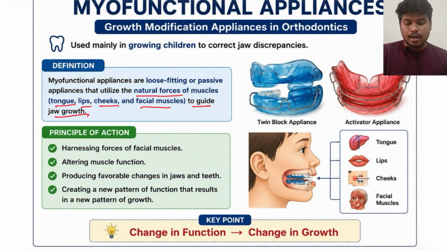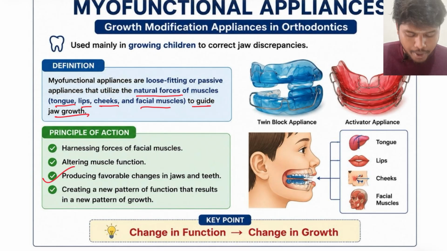Okay, next is altering muscle function. So we have muscle function, right? We have a tongue, we have lip, cheeks, right? So these muscles may not work properly, so we need to alter those functions so that the myofunctional appliance can work efficiently, right? So next is producing favorable changes in jaws and teeth. Same thing, we have to change the muscle functions into favorable ones so that the myofunctional appliance can work efficiently.